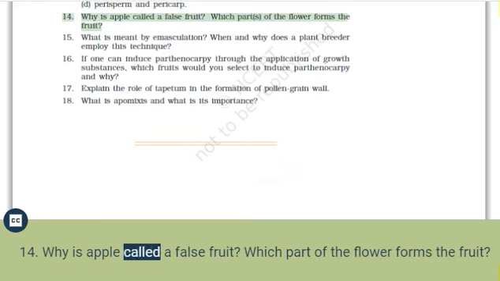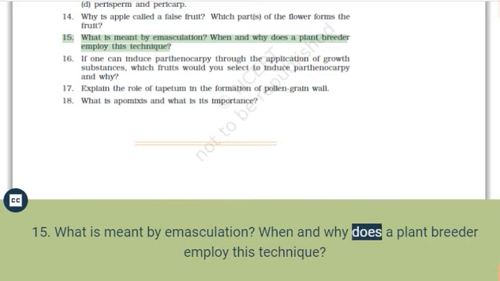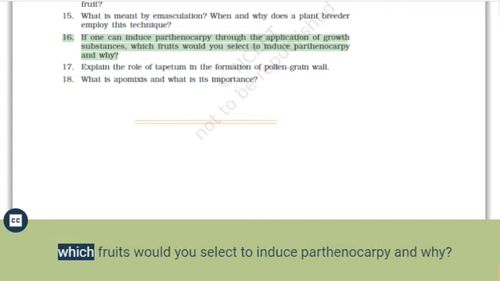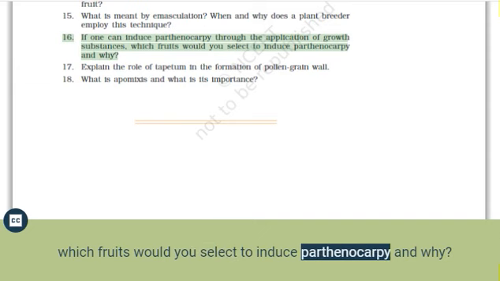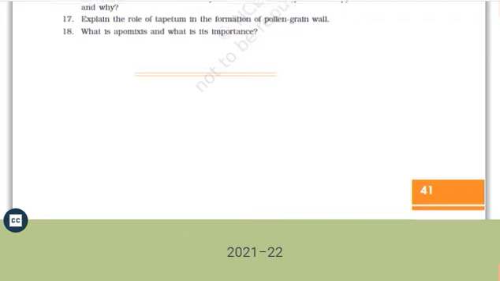14. Why is apple called a false fruit? Which part of the flower forms the fruit? 15. What is meant by emasculation? When and why does a plant breeder employ this technique? 16. If one can induce parthenocarpy through the application of growth substances, which fruits would you select to induce parthenocarpy and why? 17. Explain the role of tapetum in the formation of pollen grain wall. 18. What is apomixis and what is its importance?